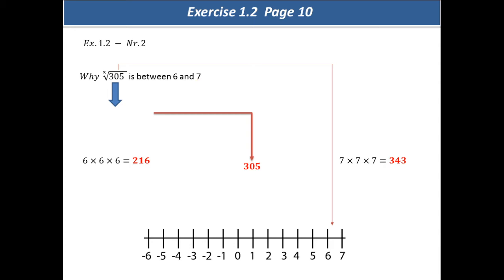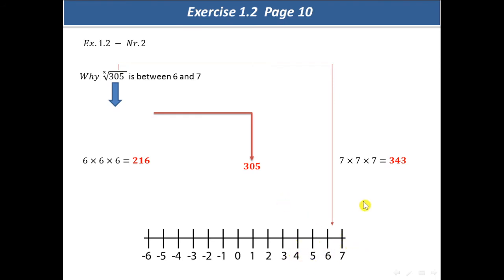Also go trying 2, 3, 4, 5, 6 until you find a number which is closest to 305 from the left side, and of course when you find the 6, immediately you know that the next is 7. So 7 times 7 times 7 is 343. Number 216 is the closest to 305 from the left side, and number 343 is the closest to 305 from the right side. So where is the location of the cubic root of 305? It is between 6 and 7. Very easy. Somewhere here. I don't care where, but somewhere here, okay?